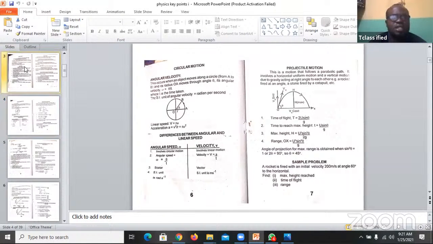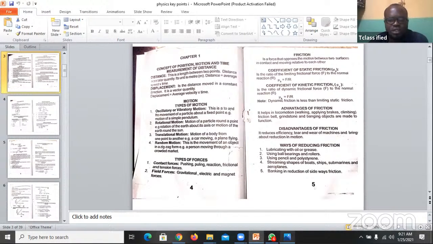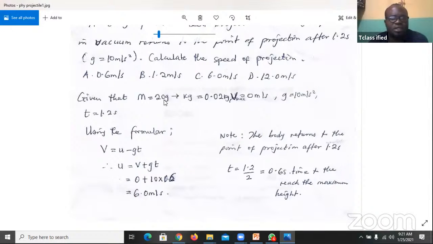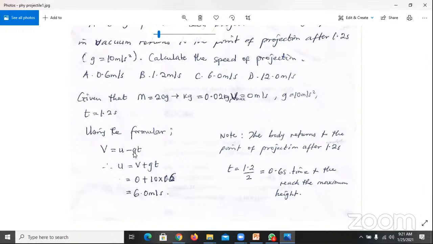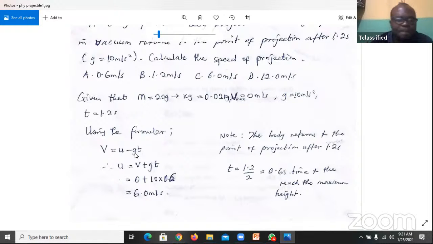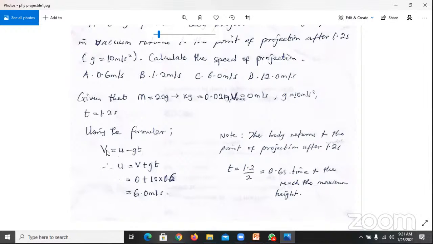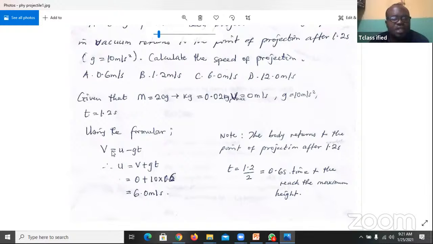Okay, in the last class I gave you that when the motion is a projected motion, we use the same normal equation of motion, but we change our acceleration to acceleration due to gravity, g. We are using this because we are talking about upward projection. So that's why we have this formula. V is equal to U plus at, but because it is this type of motion, you have V equal to U minus gt.